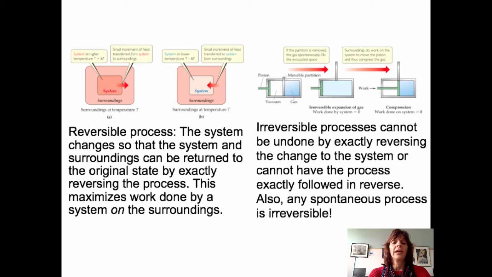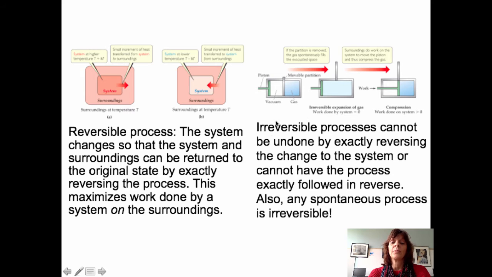And let's look at what's reversible and what's not reversible and talk about that a little bit. So a reversible process is when a system changes so that the system and surroundings can be returned to the original state by exactly reversing the process. So, for instance, if you have something hot inside something slightly cooler and it's completely insulated, it will transfer the heat, and then that heat will transfer back. It will go back and forth until it gets to one temperature, and that would be reversible. It's kind of an idealized situation. It's hard to have anything that's purely reversible.